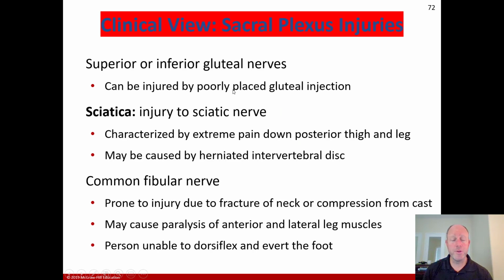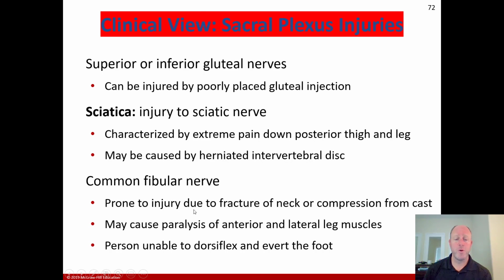Now for sacral plexus injuries, superior and inferior gluteal nerves can be injured by poorly placed gluteal injection. If someone gets an injection there, that can cause some serious problems with the sacral plexus. Sciatica is injury to the sciatic nerve, which we briefly mentioned. It's characterized by extreme pain down the posterior thigh, from the hip down the leg, knee, basically the entire leg. It can be caused by a herniated intervertebral disc, a disc problem. It also can be related to just muscles of the hip, not necessarily the disc, but it can be related to the disc.